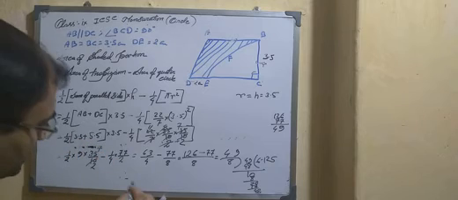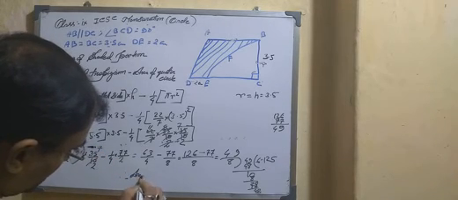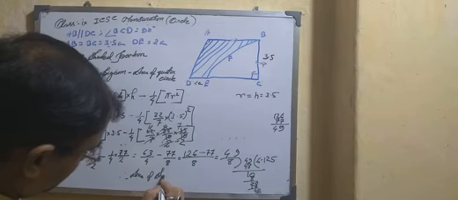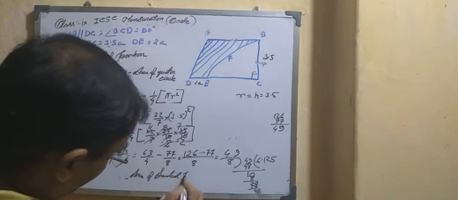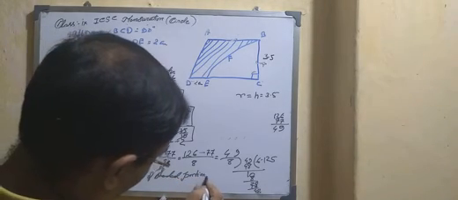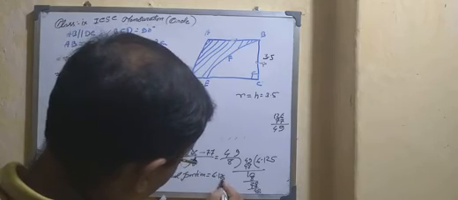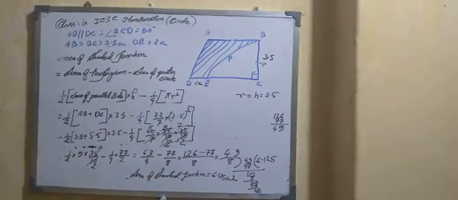So area of shaded portion equals 6.125 centimeter square.